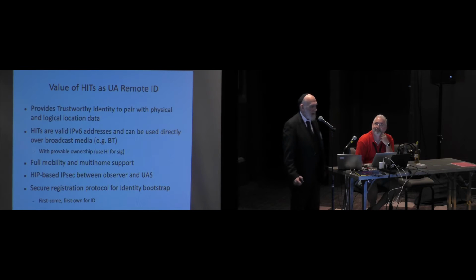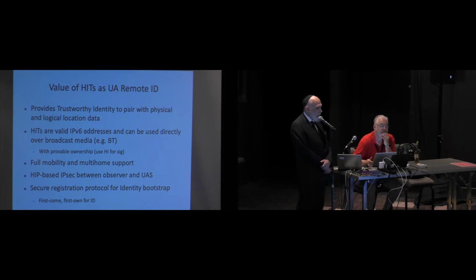Speaking with Stu and Adam, we've worked out the value of HITs as the remote ID for UAs. It provides a trustworthy identity to pair with physical and logical location data. As you know, HITs are valid IPv6 addresses and can be used directly over broadcast media if that's what you're transmitting, like Bluetooth. Bluetooth 5 is one of the PHYs for this, with provable ownership using the HIP signature. Full mobility and multihome support, so in case you're using multiple PHYs on this particular UA, that is supported. You can use HIP-based IPsec for secure communication if that's what you desire or need.